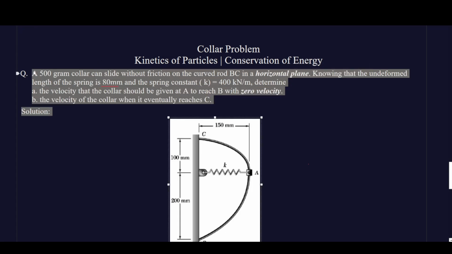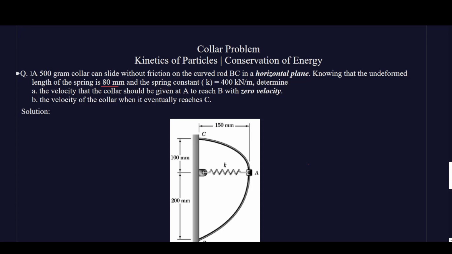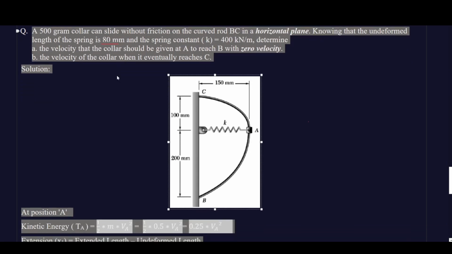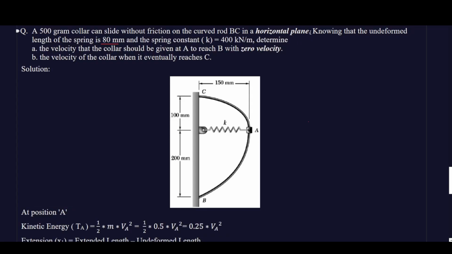The question says that a 500-gram collar can slide without friction on the rod BC in a horizontal plane. The most important thing to consider while solving this type of problem is whether the collar is sliding in the horizontal plane or in the vertical plane. The question says the collar is sliding in the horizontal plane.